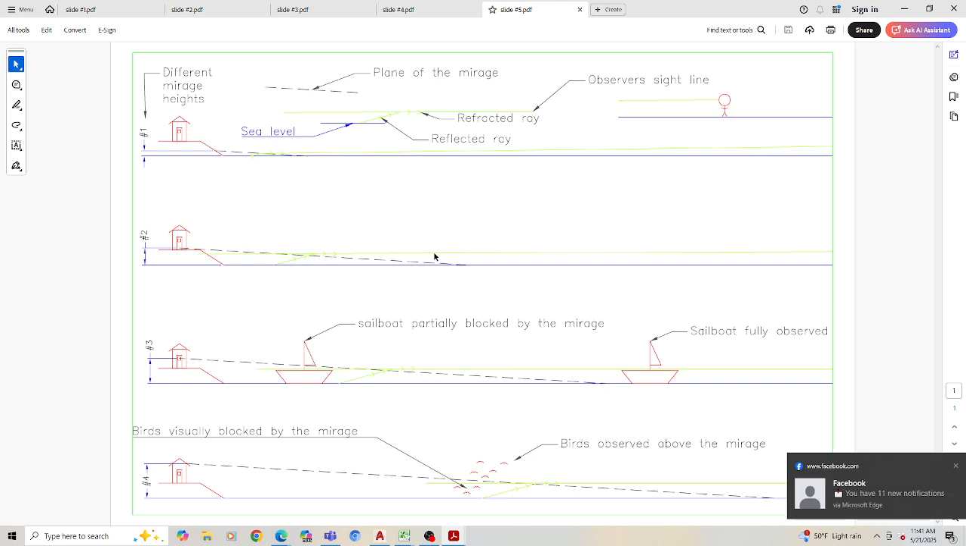So now we get to the meat and bones of the whole point here. We have a mirage, and this is where I claim a mirage has different heights. Okay, this dotted line is the plane of the mirage. We can have a very weak refraction event that creates this very short and close to the shore plane of mirage. It's actually the plane of refraction that creates the mirage.